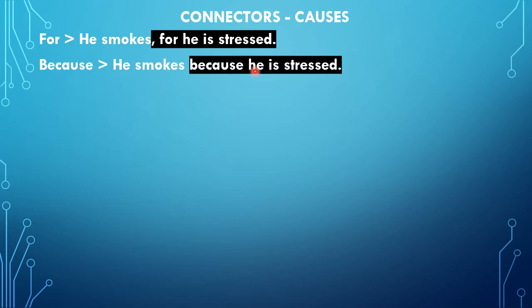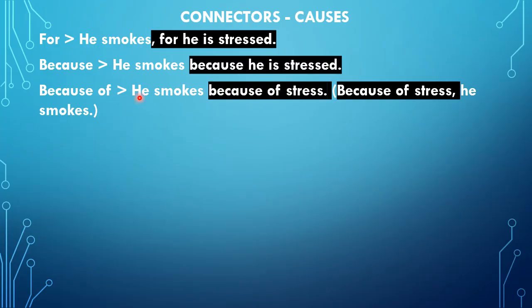Because, obviously. He smokes because he is stressed. Now, because of. The word because of is followed by a noun, while the word because is followed by a clause, subject plus verb, as you can see. So we learn to pay attention to these. He smokes because of stress, or you can put because of stress at the beginning of the sentence. Because of stress, comma, he smokes.